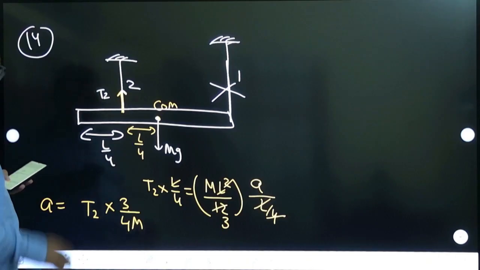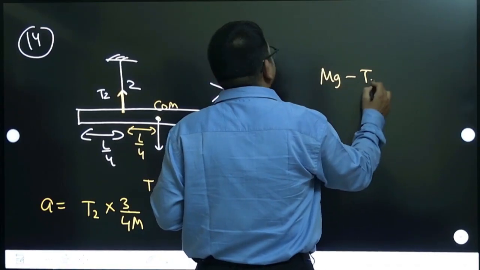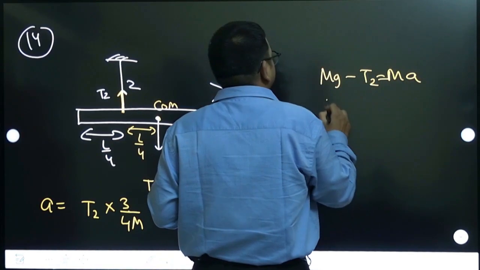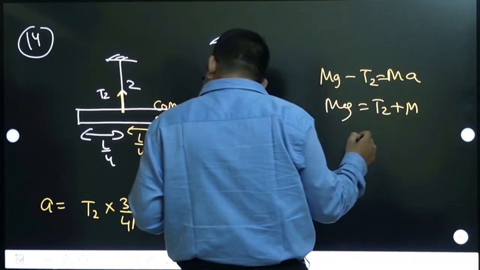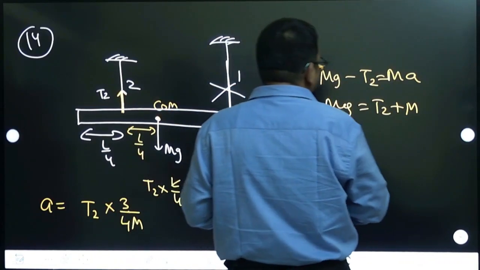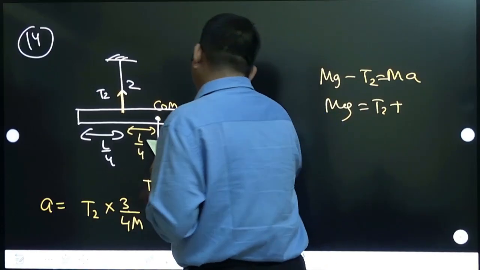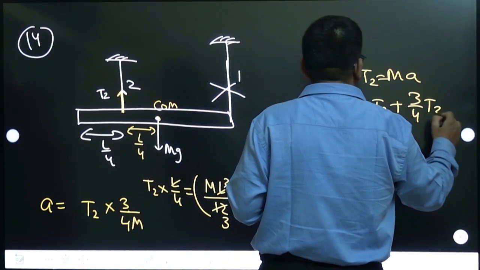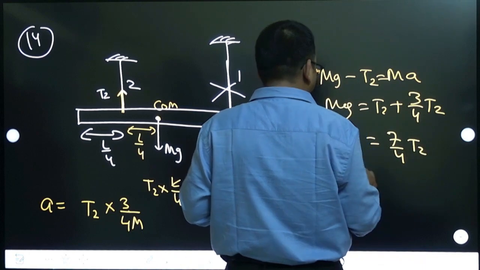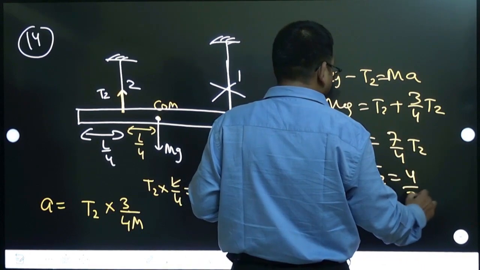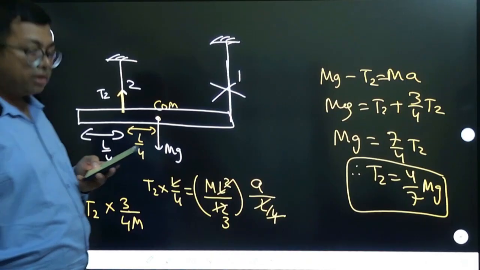M will also come. Okay, so once you got acceleration, now write the net force. So mg minus T2 is mass into acceleration. So mg is equal to T2 plus mass into acceleration. What is mass into acceleration? Mass into acceleration will become 3 by 4 times T2. So mg is equal to 7 by 4 T2. So T2 becomes 4 by 7 mg. Okay, that's the answer. Second, let us move to the next.